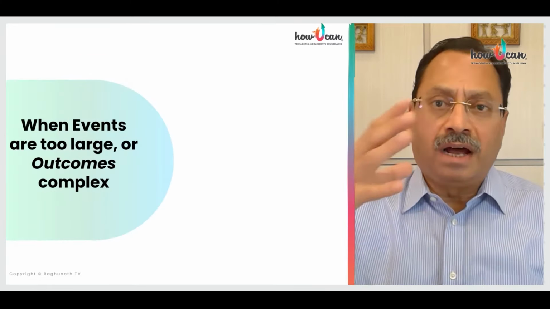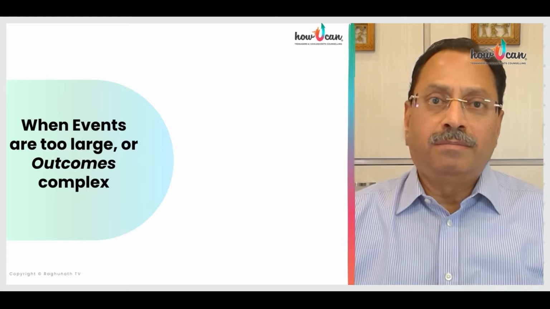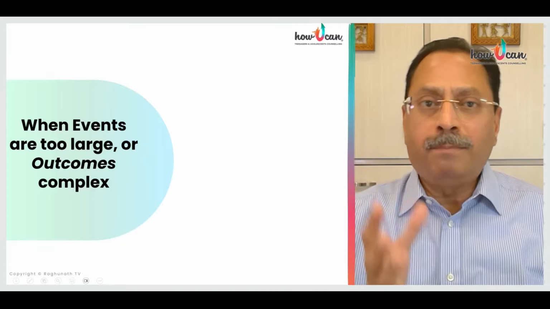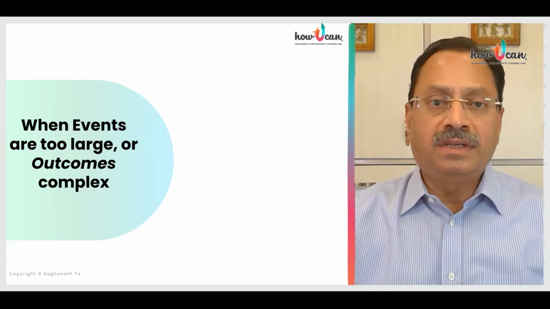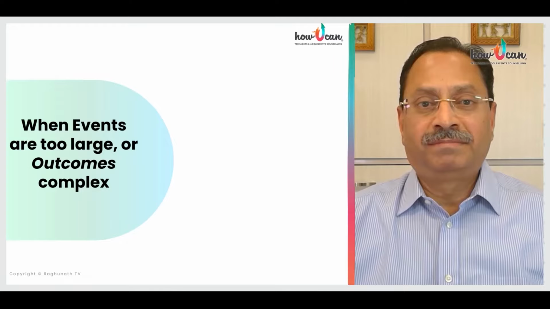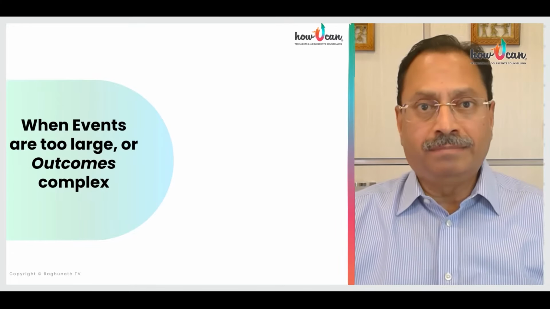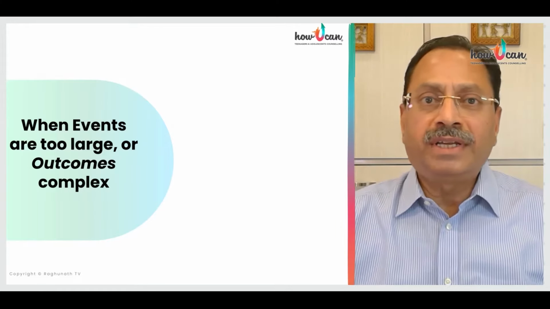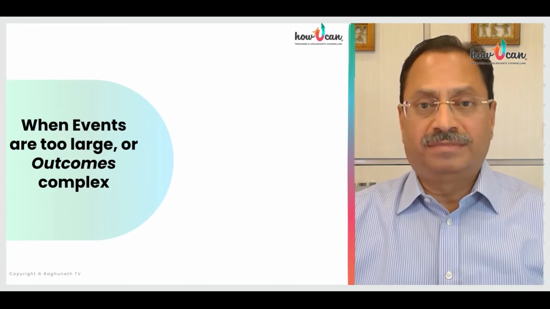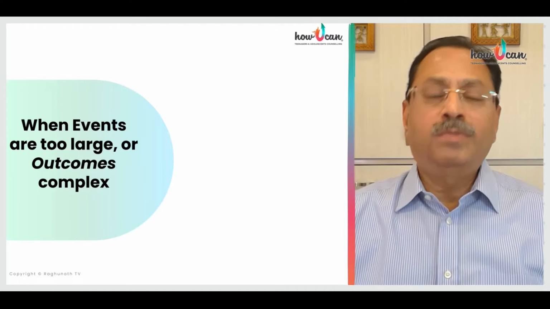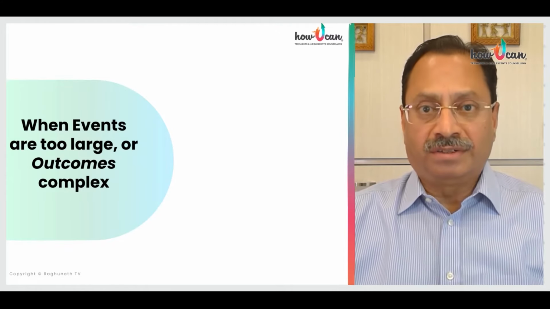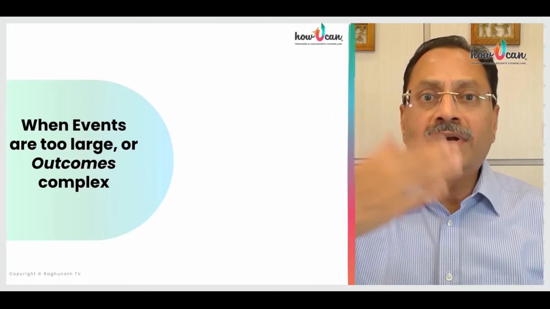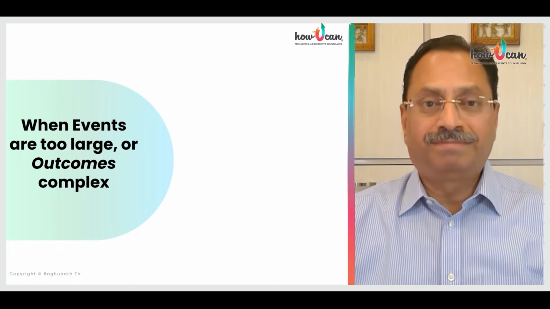When events are very large, meaning many things go into creating a certain outcome, or the outcomes are complex, and multiple things interact with each other, how will you go about managing them? They are not easy, because too many things go into finally determining what the outcome is going to be. Too many factors interplay with each other. How do you then manage things to have a certain outcome that you desire?